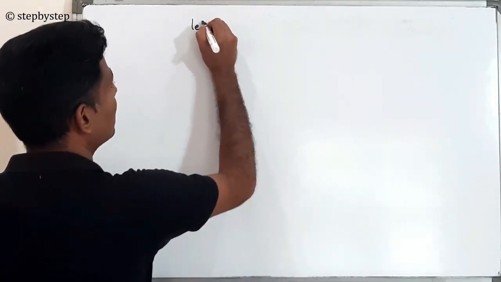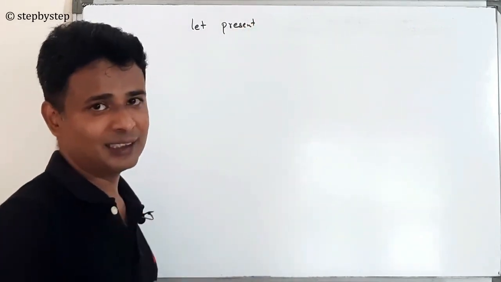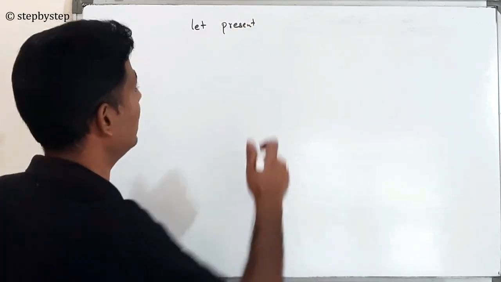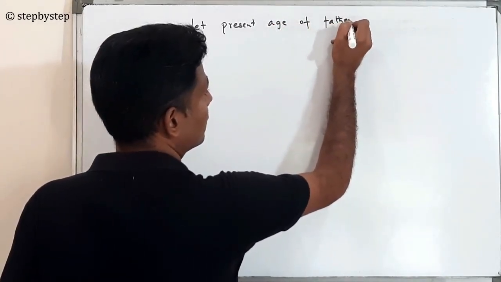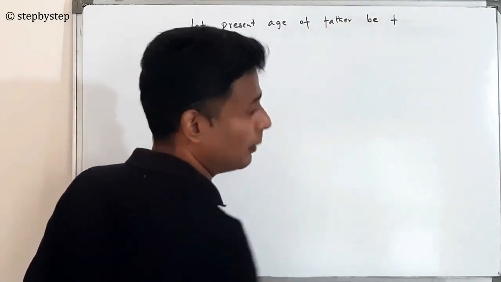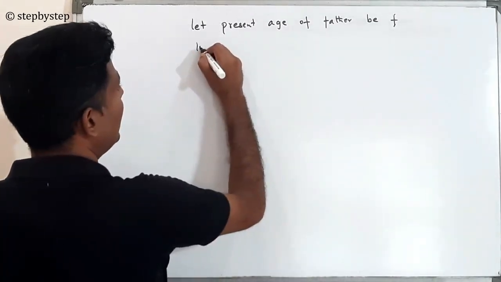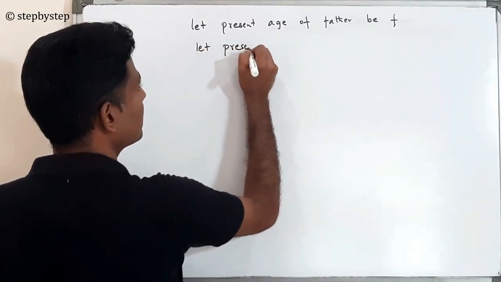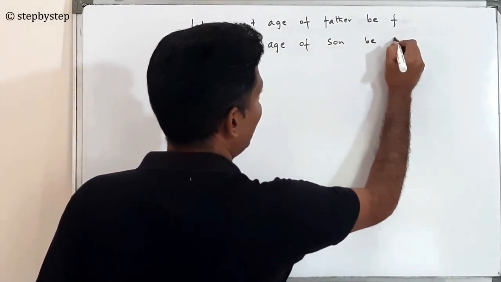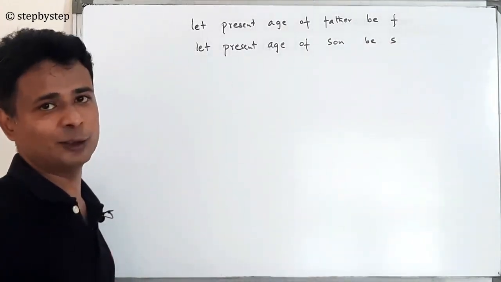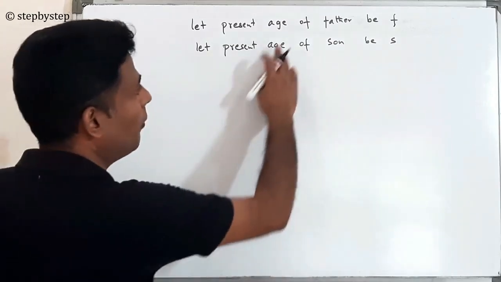So I'll let present age... What have they asked you to find? Age of father and son. So that gives you two variables. Let the present age of father be, I'll take the variable as f, and let the present age of son be s. I can take the variables as f and s also. So when I am solving, I easily come to know what I have found. Now I have taken this.